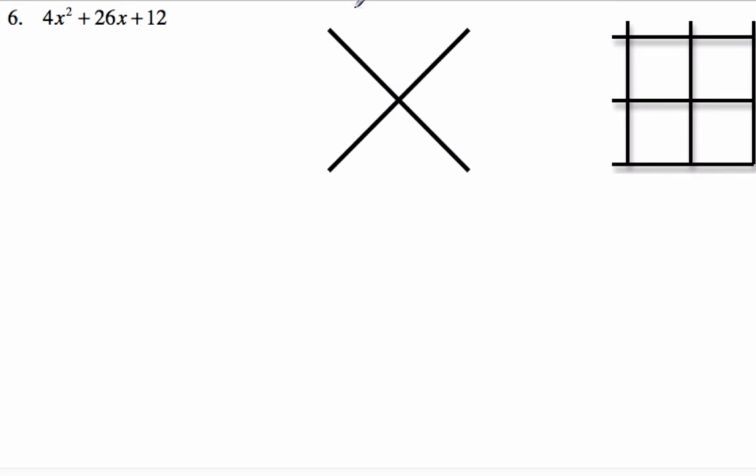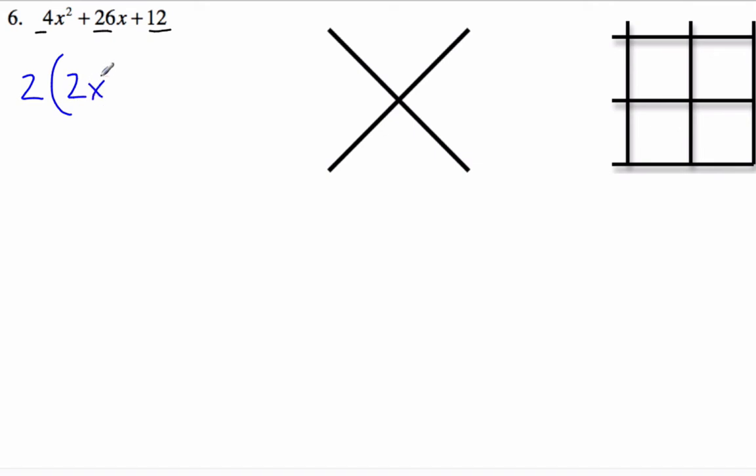Okay, in this problem here, we have a 4x squared, a 26x, and a 12. First thing I always look for, well, you should pause the video first and try it yourselves before you hear anything that I do. So pause it, go ahead. All right, so pause it. First thing I notice is look at all these numbers. They are all even. So I can pull out a factor of 2.